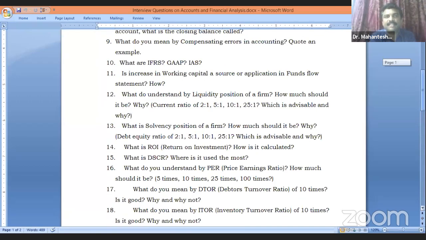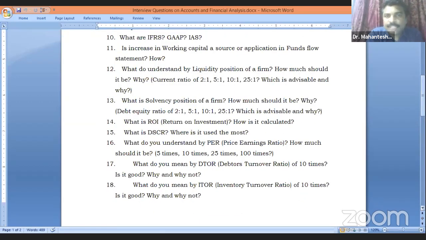The 11th one: is an increase in working capital a source or application in the funds flow statement? Yesterday we discussed this. Increase in working capital is an application of funds. Decrease in working capital is a source of funds.